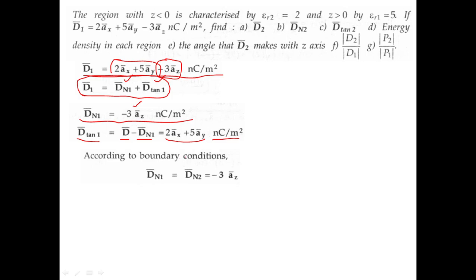Now, according to boundary conditions, Dn1 and Dn2 are both the same. So it will be minus 3az cap itself. We have found Dn2. So Dn2 is nothing but minus 3az cap.